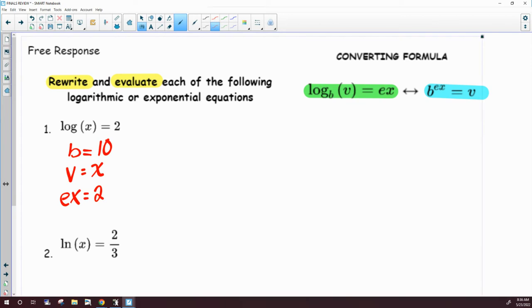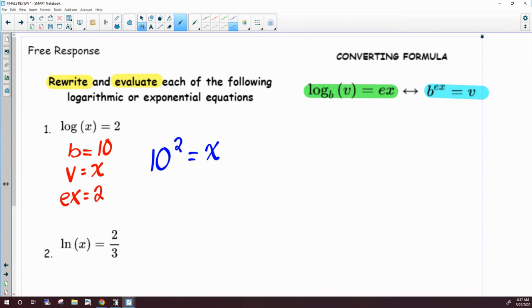All we need to do is put our b, v, and exponent in the right order, and then it'll be in our new form. We need b to the exponent equals v. So I would write this as b to the power of the exponent equals our value, which is x. Now we have something we can just put in the calculator.